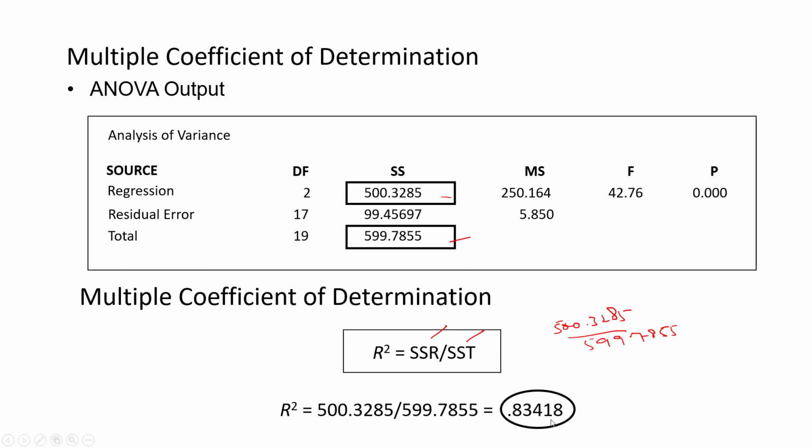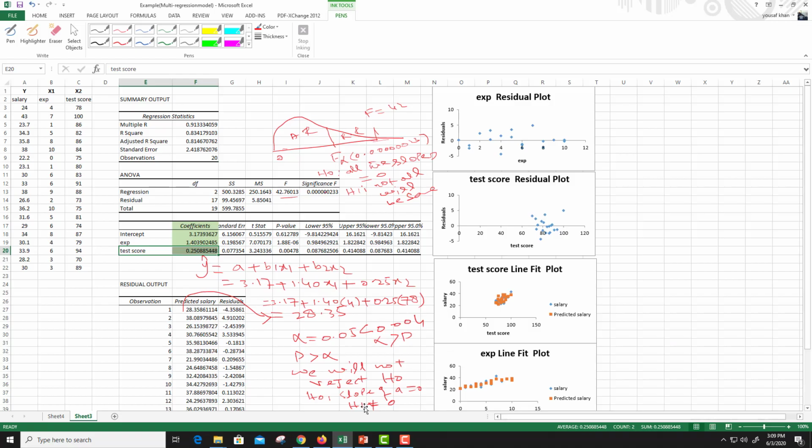The value calculated by Excel is the same, 0.83. The R square value is 0.83. You can see this is the R square value, which is 0.834. So you can easily calculate this value: it is the regression sum of squares divided by the total sum of squares.